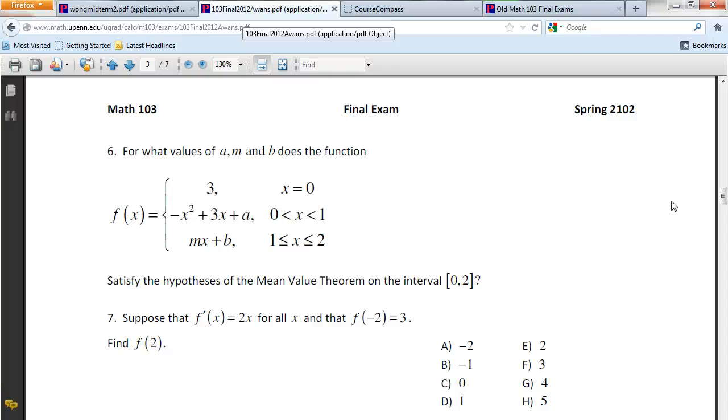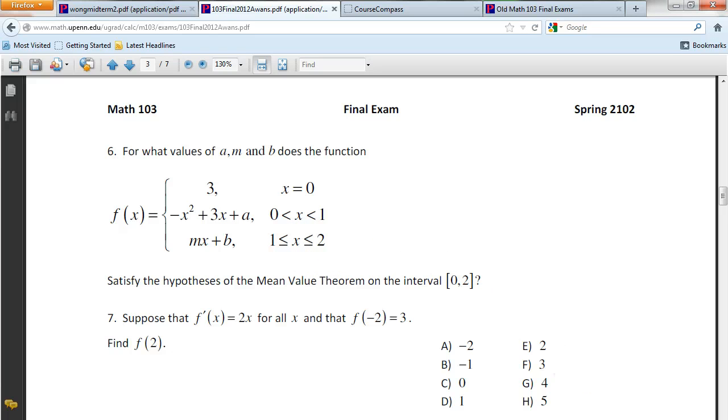Same thing. For the hypothesis of the mean value theorem, you have to be continuous and differentiable. Exact same thing. Make sure that the function is continuous, it meets up at the broken parts, and that its derivative is equal to each other at those same broken parts. So the hypothesis of the mean value theorem is that you have to be continuous and differentiable. So I won't do that question. It's a repeat.